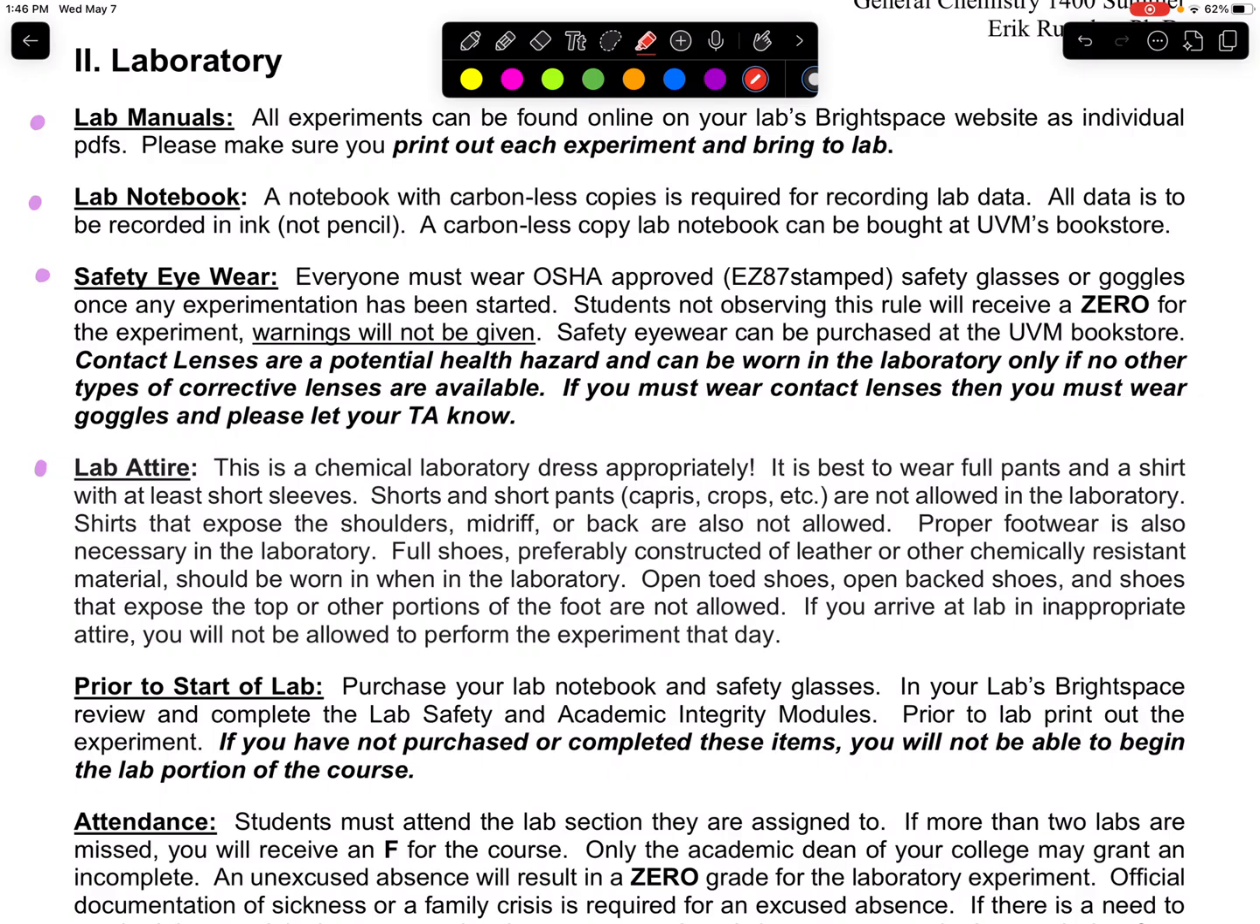Also within this, there is a lab coat as well that you need to get at the bookstore. So make sure we purchase that. So we have those 3 things. We have the lab notebook, we have safety eyewear, and we have the lab coat that we need to purchase.